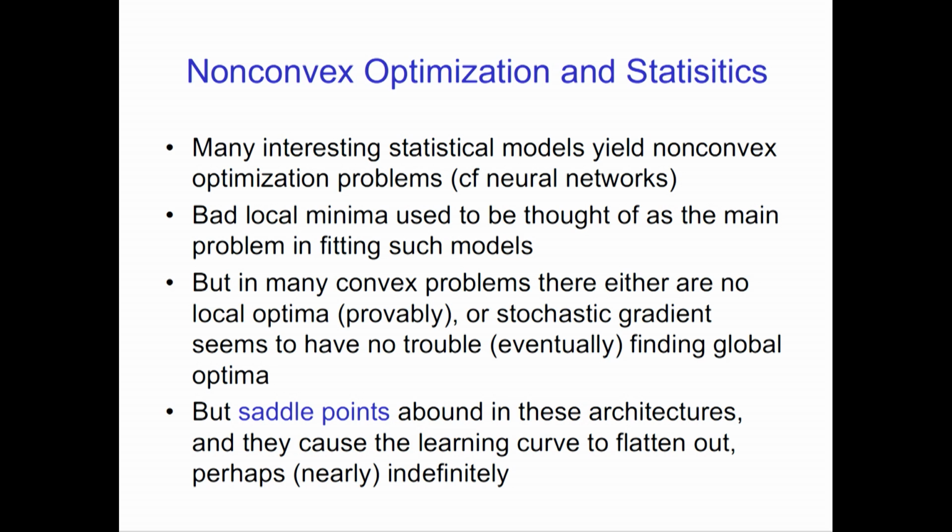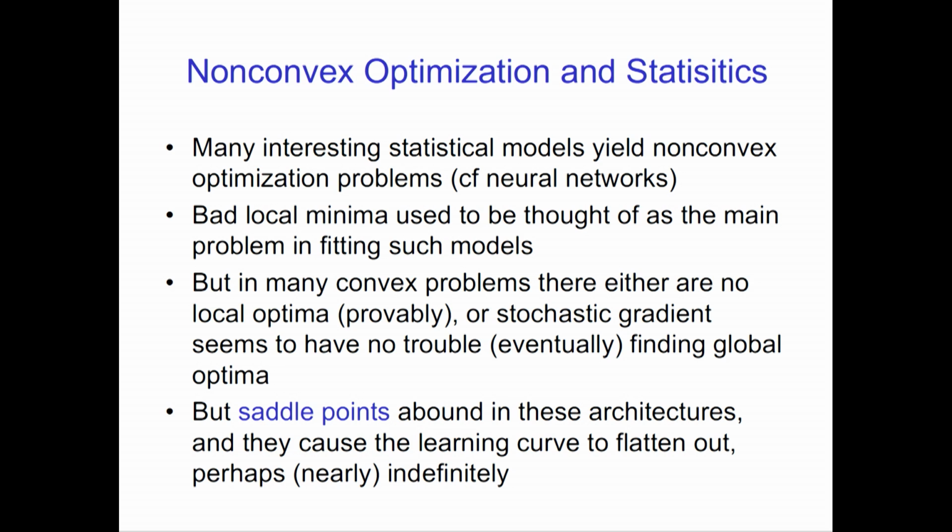It used to be, at least in my era in the 80s, that bad local minima were thought of as really the critical problem, the challenge. There might be exponential numbers of them. It might be that the algorithms would just find bad ones and so on. And just both empirically and partially theoretically, that's been mitigated over the years. They remain to be a problem, but they seem to be less of a problem than one would have thought.